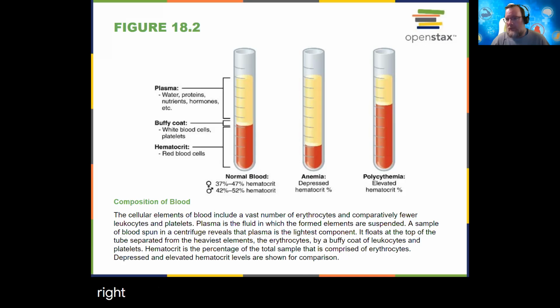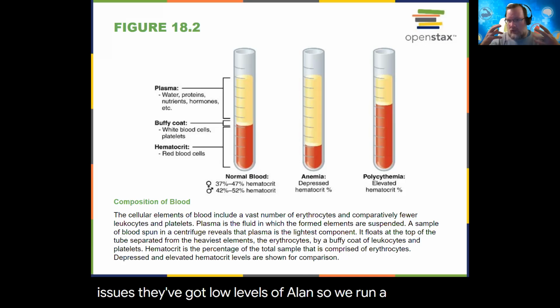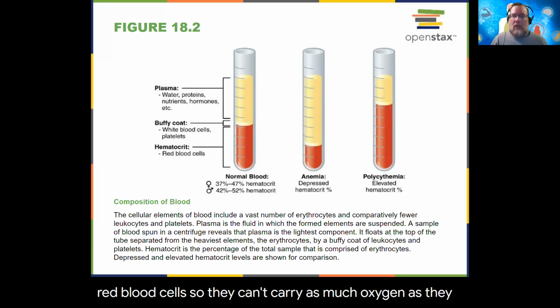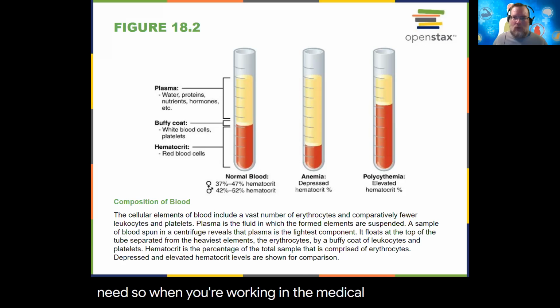All right, so let's find out. Maybe they've got some diabetes issues. They've got low levels of insulin, so we're unable to deliver glucose to the cells. Maybe they've got some red blood cell issues. Maybe they're anemic. They've got low numbers of red blood cells, so they can't carry as much oxygen as they need. So when you're working in the medical world, you're like a detective at the very least.